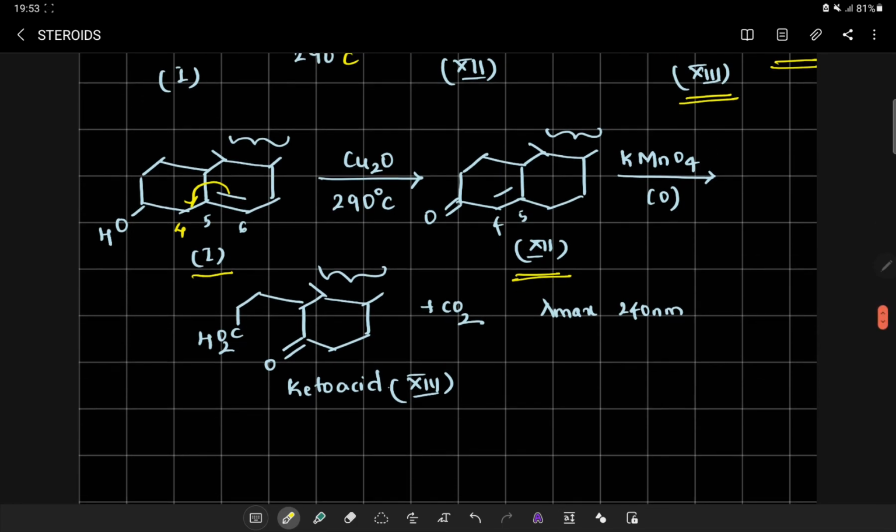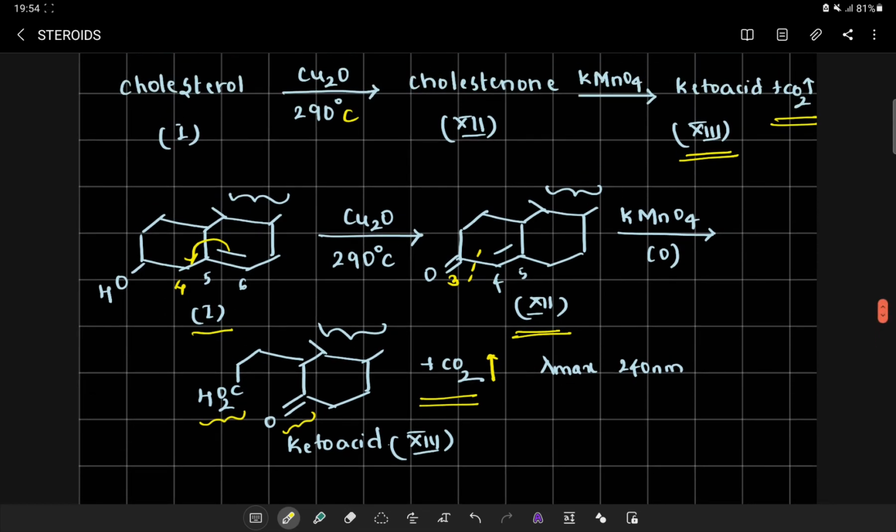This particular compound, which is cholestenone system, that is compound number 12, when it gets oxidized with KMnO4, there is a formation of a keto acid. Now there is a cleavage between position number 3 and 4, and there is a formation of a keto acid. That means a carbonyl carbon and a carboxylic system. That becomes my compound number 13 with the loss of a carbon dioxide. With these particular systems, there are certain conclusions that we can draw.